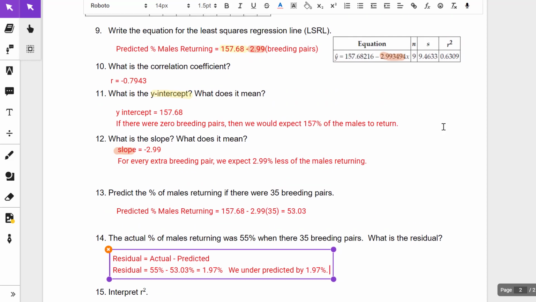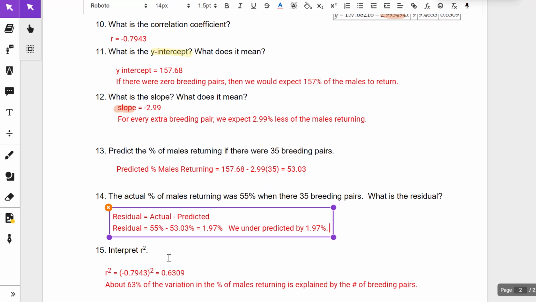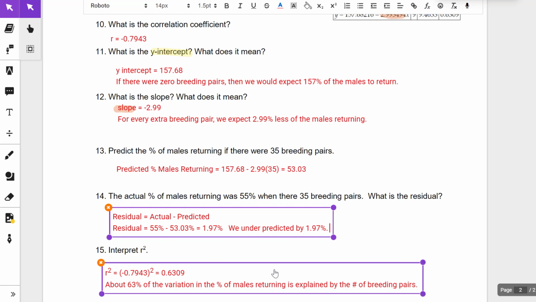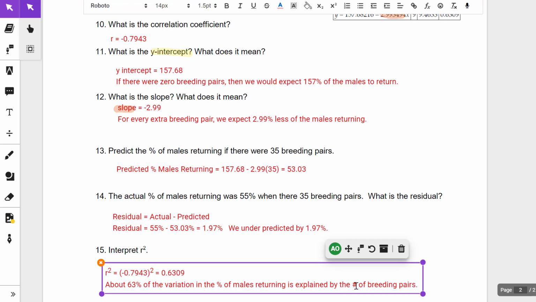And then you can see here, see how that says 0.6309 is the next one for number 15. It says interpret R squared. R squared tells us how much of the variability in our y is explained by our variability in the x. So, I should say, variability in the number of breeding pairs.